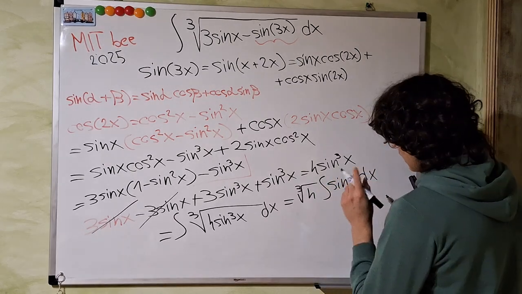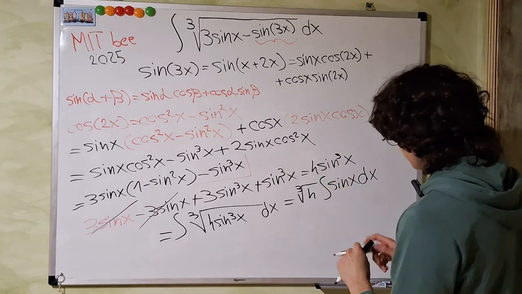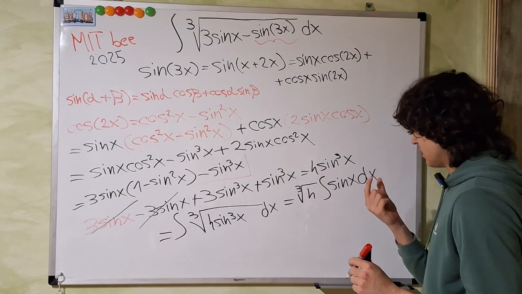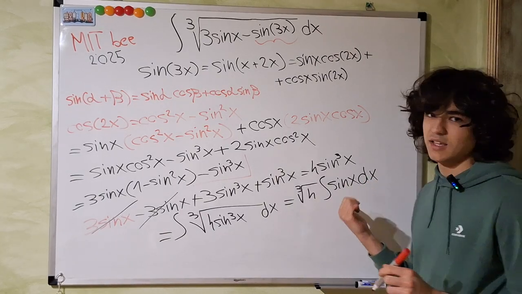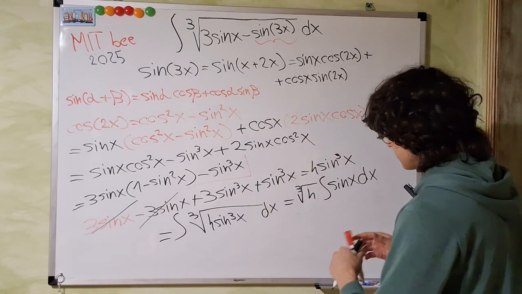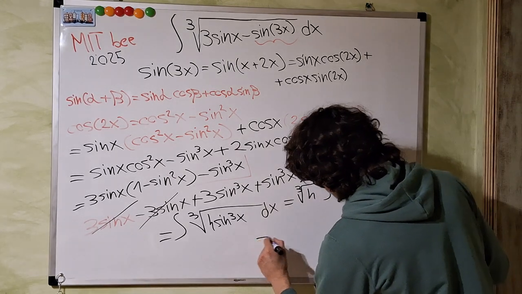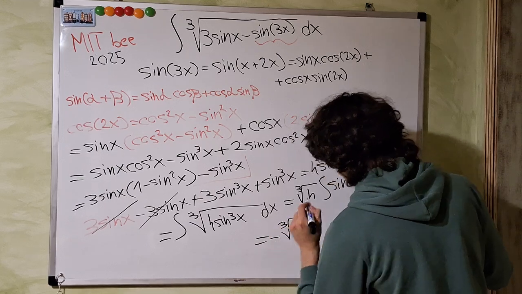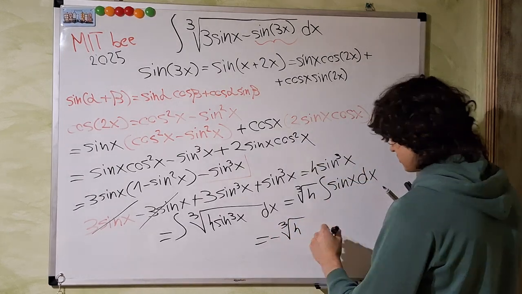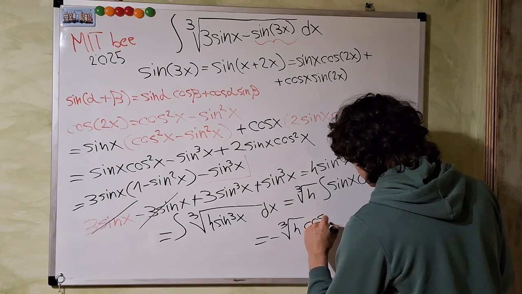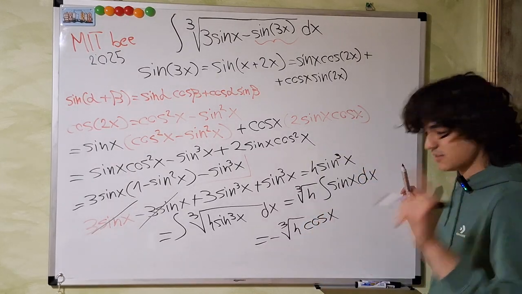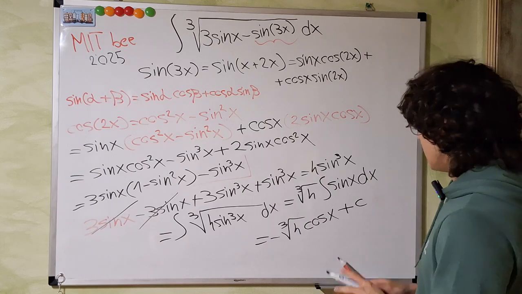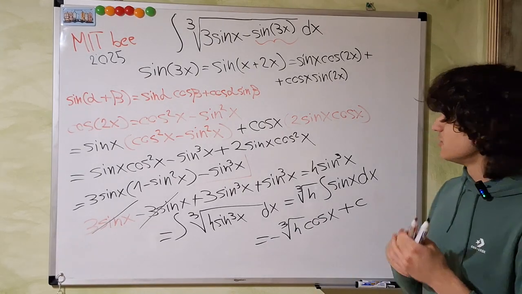dx. And now, the final step, we can just do this integral here, and we know that the answer is minus cosine of x. So at the end of the day, we're left with minus, just put the minus in front, the cube root of 4 times the cosine of x. And don't forget the plus C, because this is an indefinite integral. And this is the answer to this question.